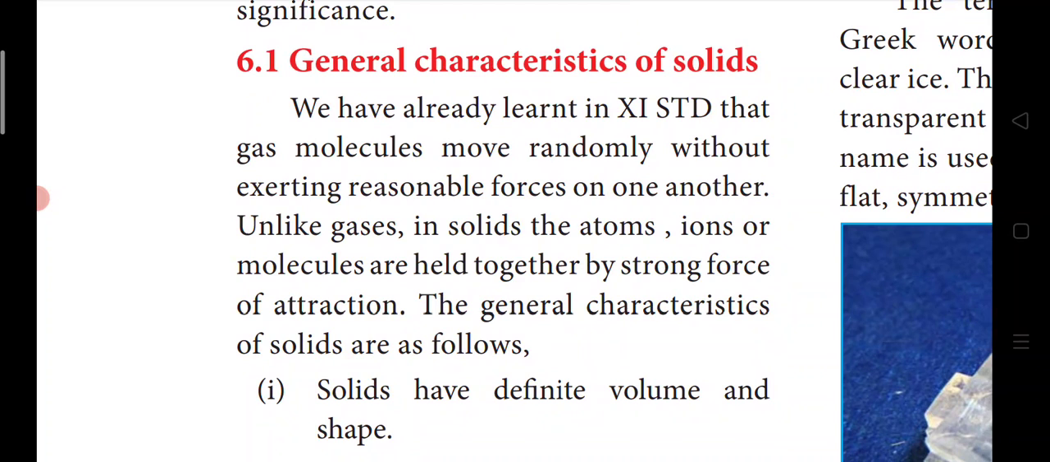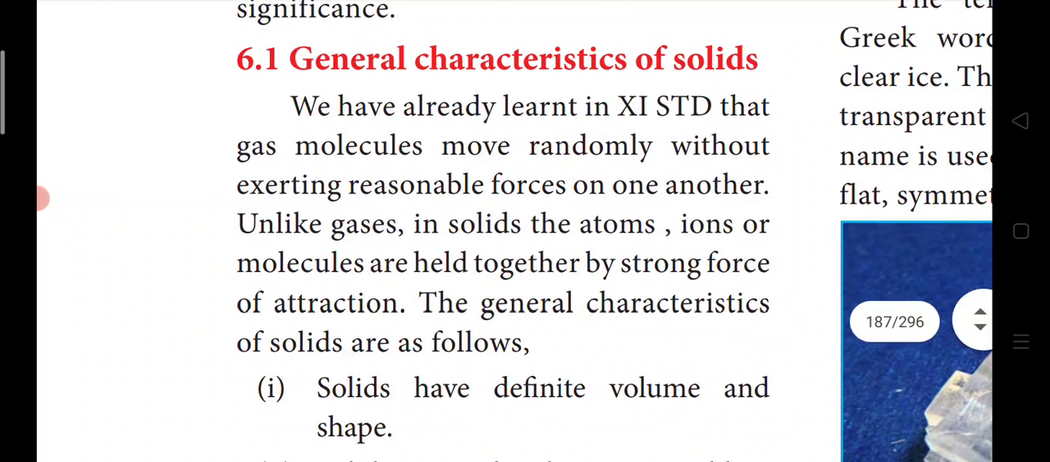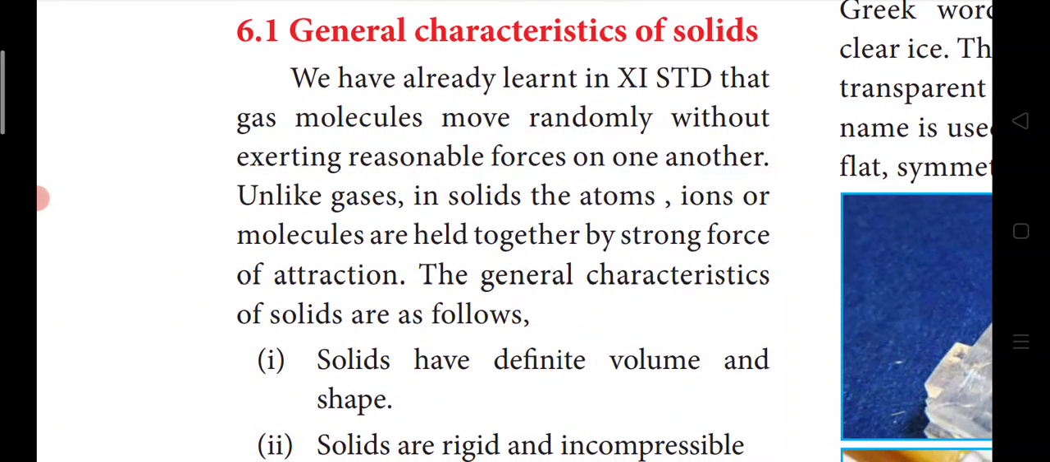Already we have learnt in 11th standard that gas molecules move randomly without exerting reasonable force on another material, and they have so much space in between each and every particle. Unlike gases, in solids the particles are held together. A single particle can be an atom, an ion or a molecule. Always they are held together by a strong force of attraction. That is why they are very rigid.